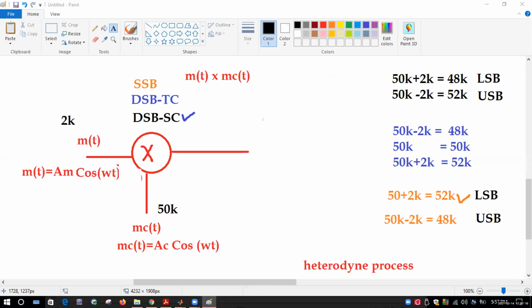Why are we using three types? Why don't we use only one type? Because our objective is to save energy, to save power. That's why we have three different types.